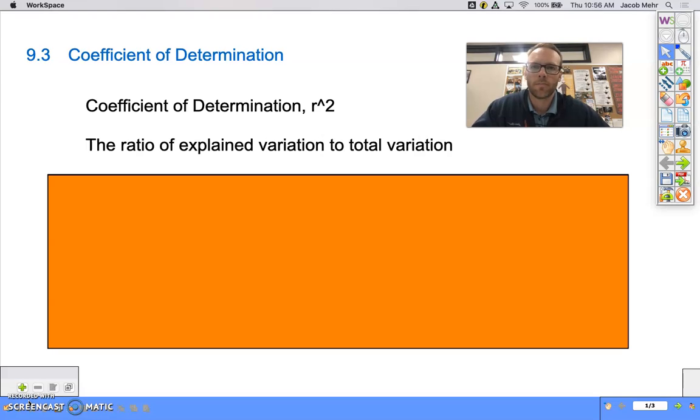Hi, stats folks. So today we're going to look at 9.3. We're not going to do the whole thing. We're just going to look at a very important statistic that can be calculated dealing with linear regressions, and that's called the coefficient of determination, and it's r squared.